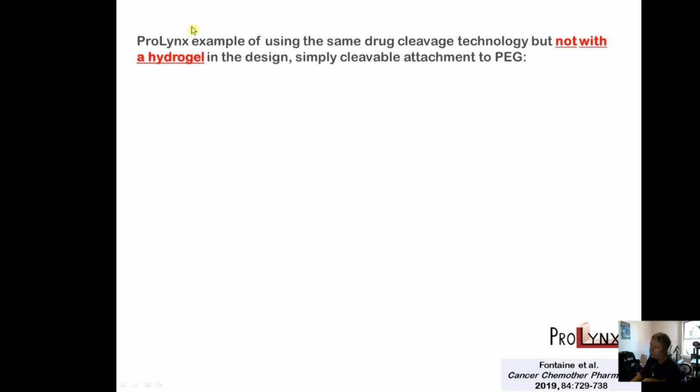Okay, so ProLynx, there's a different paper. This is another 2019 paper. It's Cancer Chemotherapy and Pharmacology, I think, 2019. So they're using the same drug cleavage technology, but not with a hydrogel in the drug design. They're simply using a cleavable attachment to PEG. So this can be PEG, 40 kilodaltons, cleavable linker, SM38. What's SM38? It's a potent anti-tumor drug.